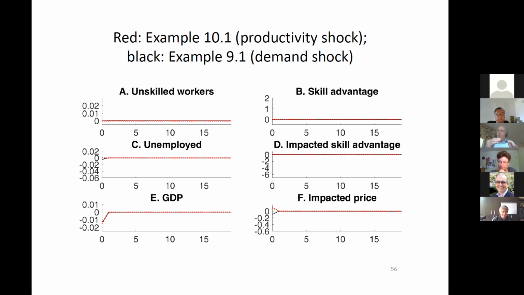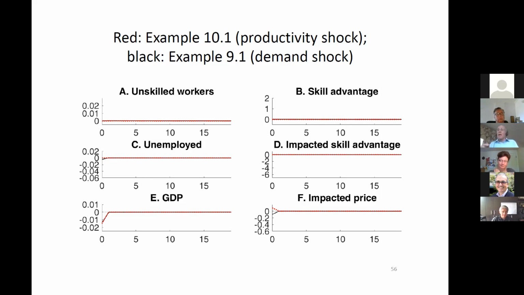You'd see output, and it's all coming from the impacted sectors. It's specifically a decline in the production of the goods that have lower demand, in example 9.1, or goods that have lower productivity in the productivity shock, 10.1. The one difference is in the lower right panel, where I plot the relative price of those goods that are impacted in the black case by lower demand or impacted in the red case by lower productivity. That's where you'd see the difference.